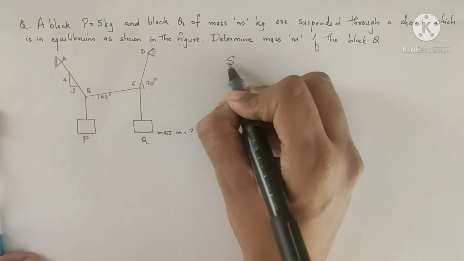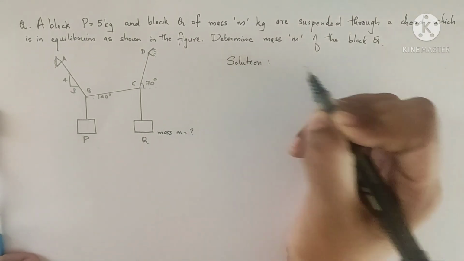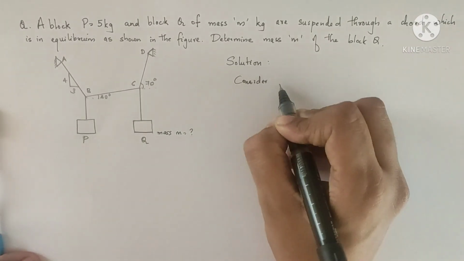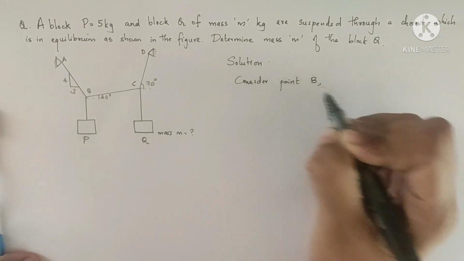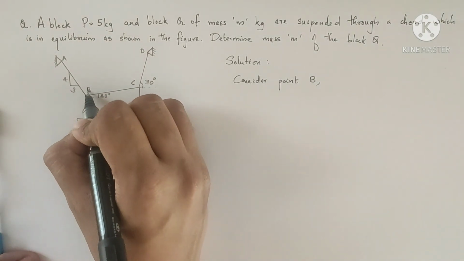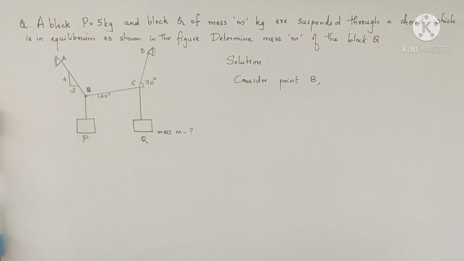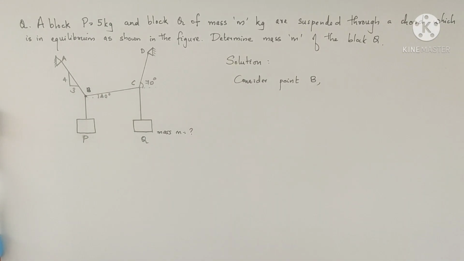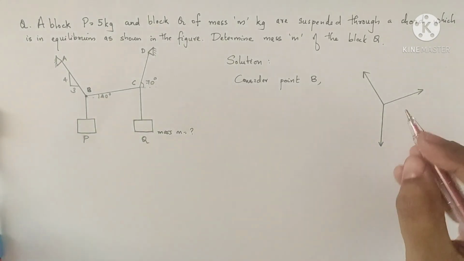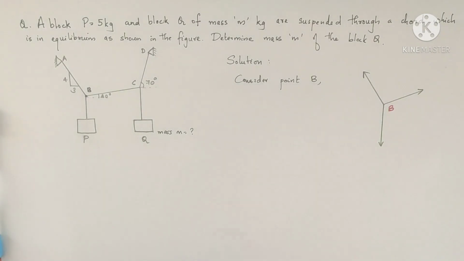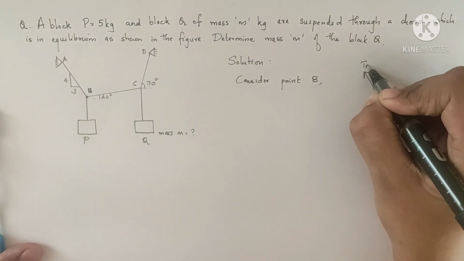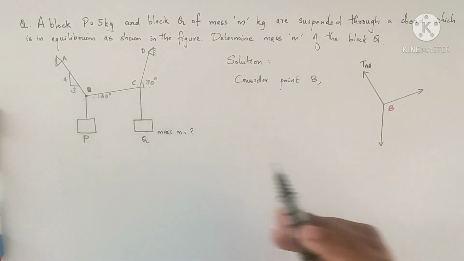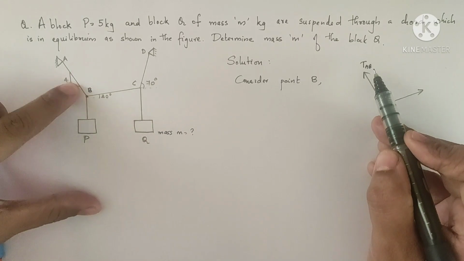So the solution of this question is, since this entire system is in equilibrium, we can consider the point B. First consider the point B. Now we can see that in this figure there are three forces acting at the point B. Considering the point B, there are three forces. TAB is the tension acting in the cord AB.